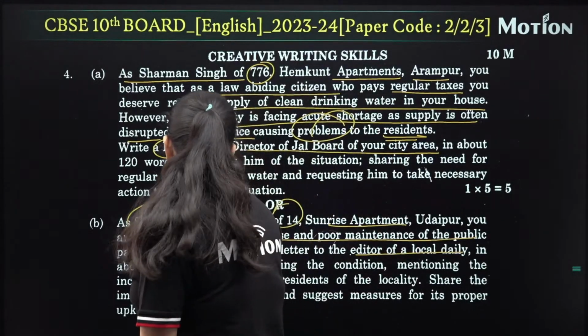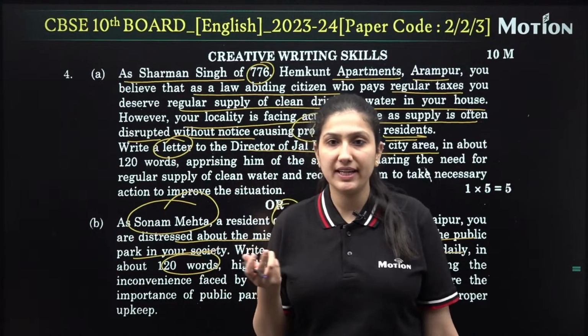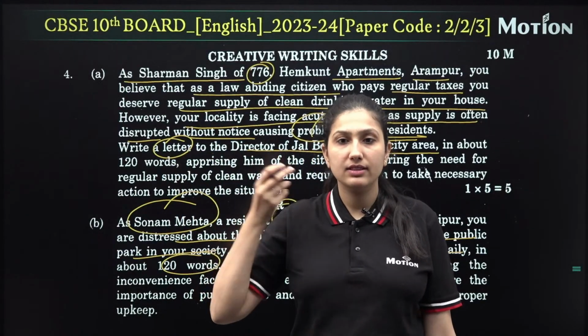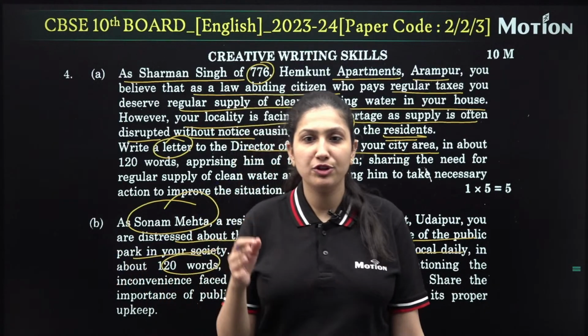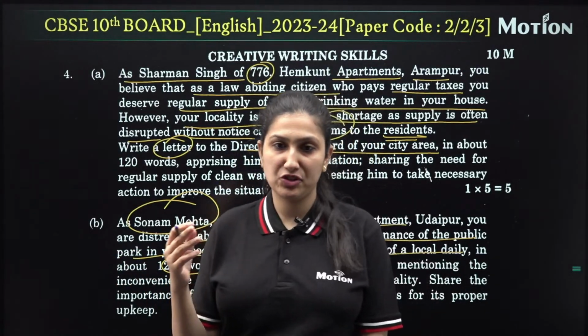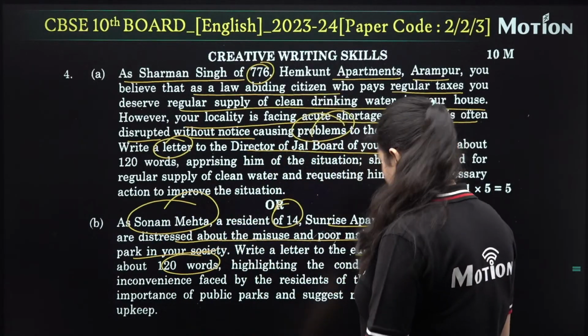So in 120 words, same format: your address, one line gap, date, and you must have written the editor and the name of the newspaper, and you begin with that. You must have ended it with yours sincerely. I told you when we did grammar and writing section. So this we have done.